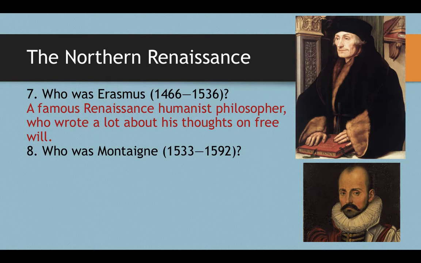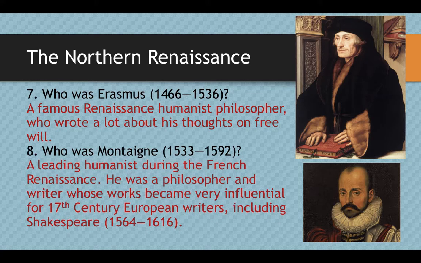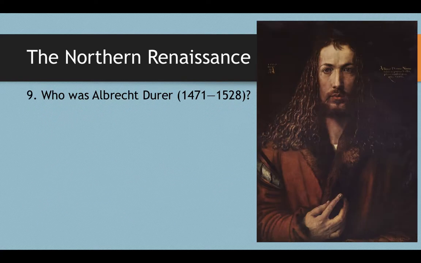Now, another really important guy was Montaigne. He was also a leading humanist during the French Renaissance, a part of the Northern Renaissance. He was a philosopher and a writer, and his works became very influential for writers that came just after him, for people like Shakespeare. Shakespeare was very influenced by Montaigne and his writings during the Northern Renaissance.